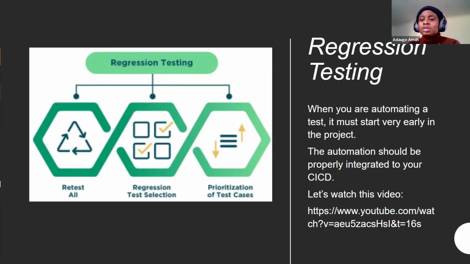For regression testing, when you're automating a test, it must start very early in the project. The automation should probably be integrated into your CI/CD. So this is more advanced. And there's a video link on the slide for you to watch for further explanation.